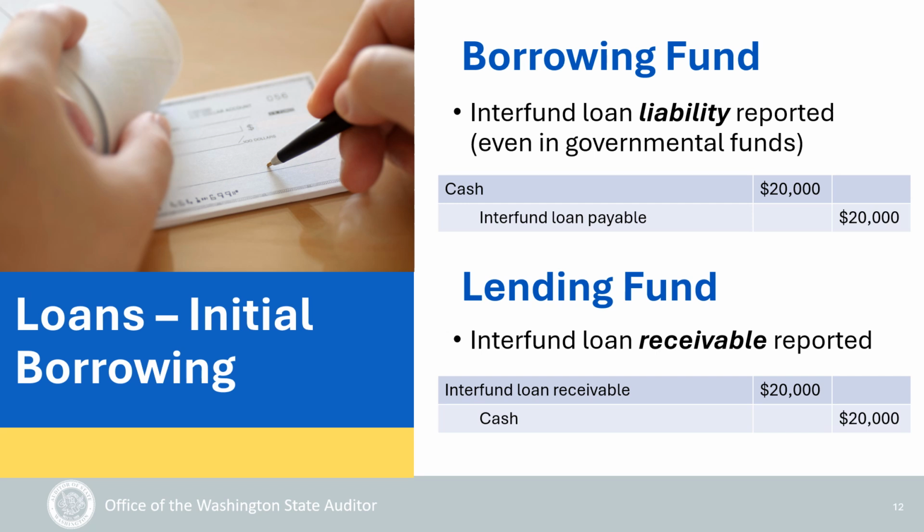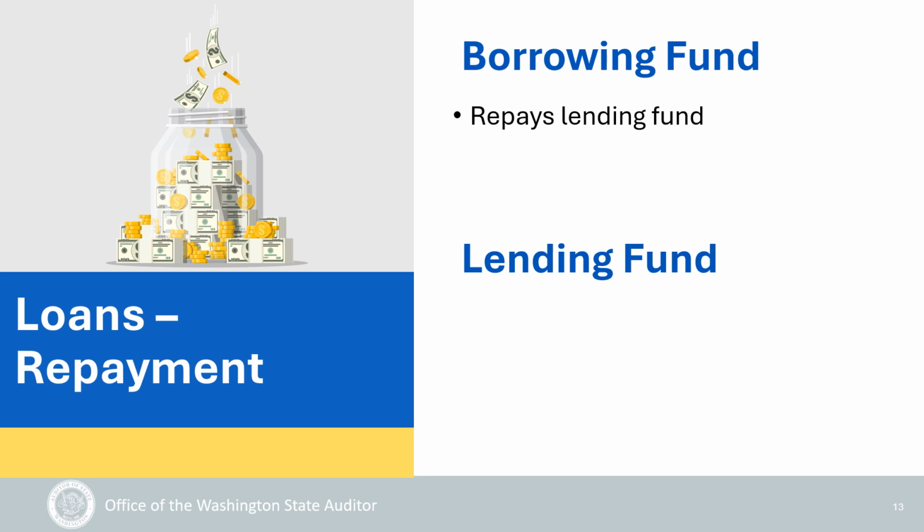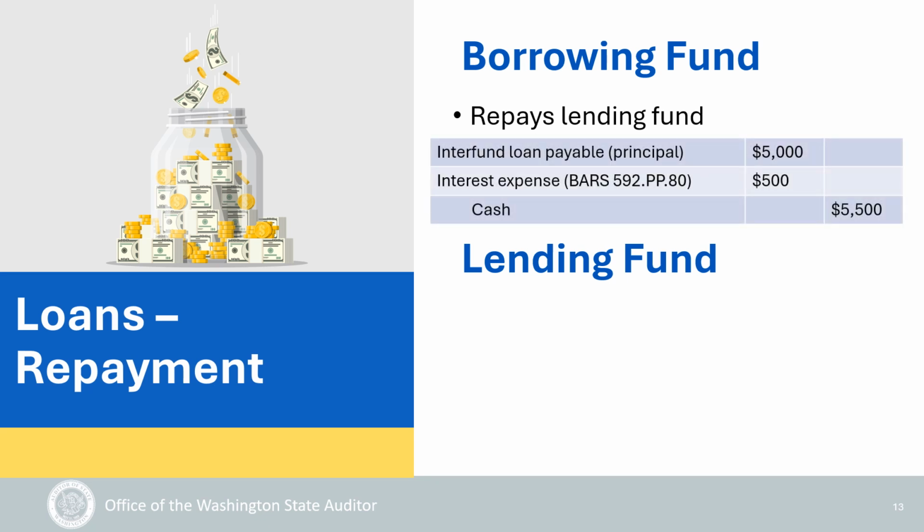Now that we've looked at the initial borrowing, let's take a look at repayment. When the borrowing fund makes their repayments, they reduce the interfund loan payable for the amount of principal repaid, so they debit the interfund loan payable. They also record an interest expense for the interest paid. The credit side of the journal entry is to reduce cash for the total of principal plus interest.